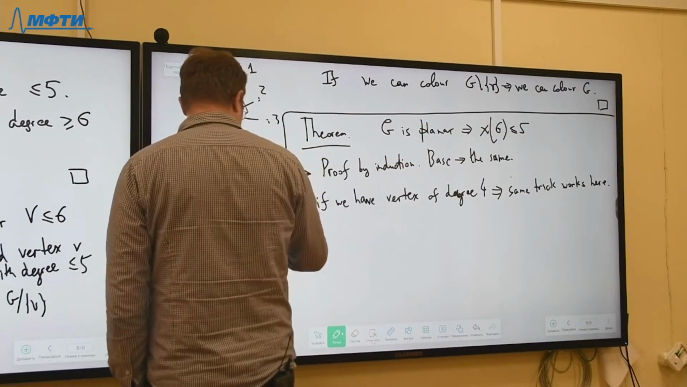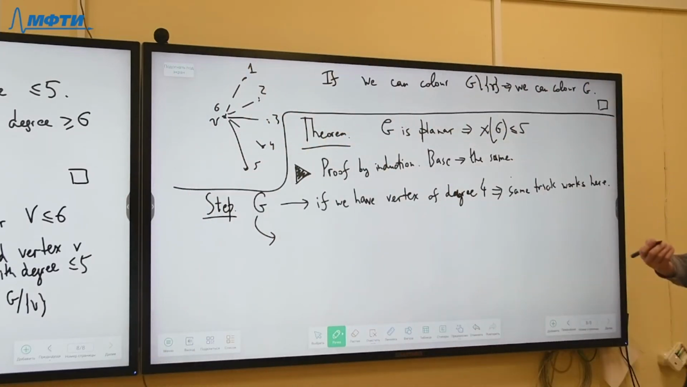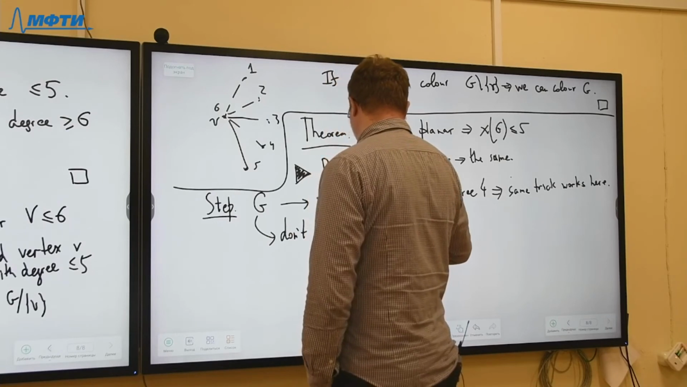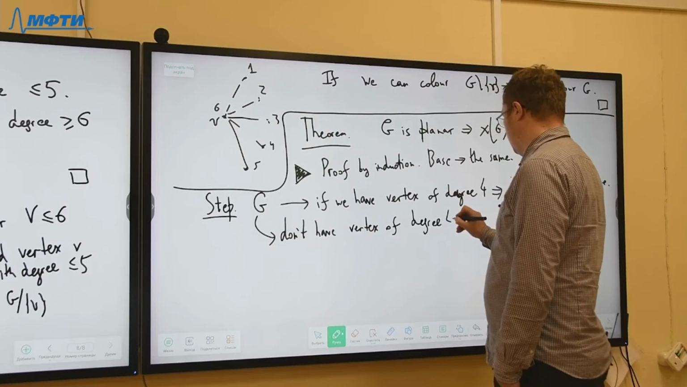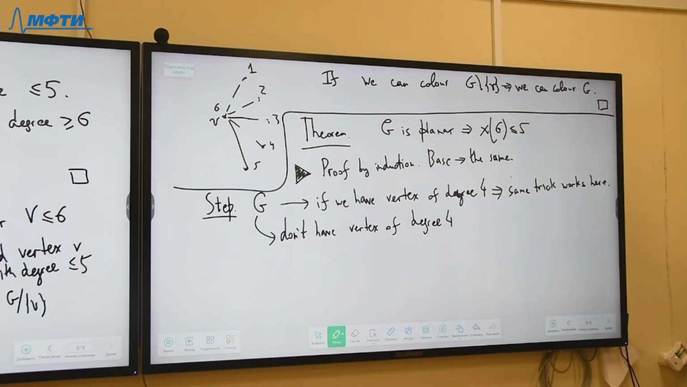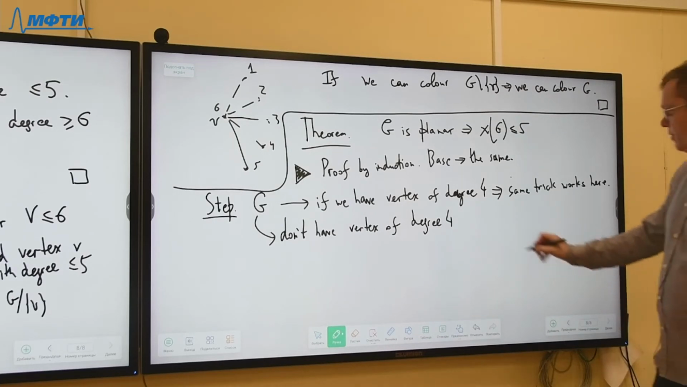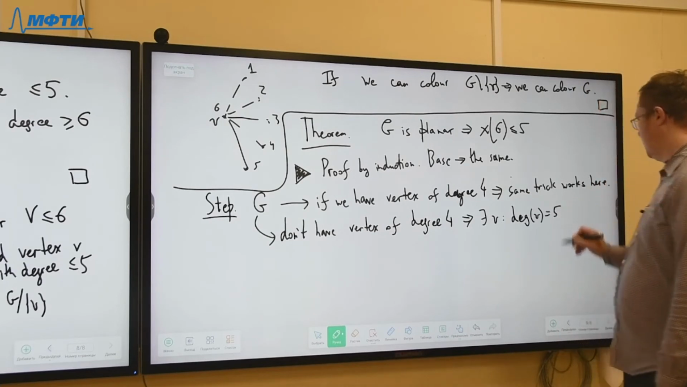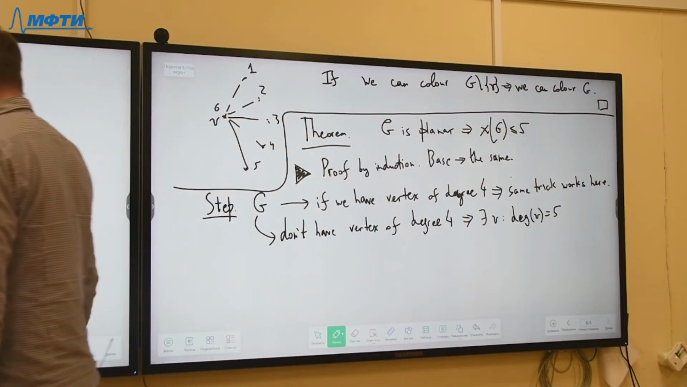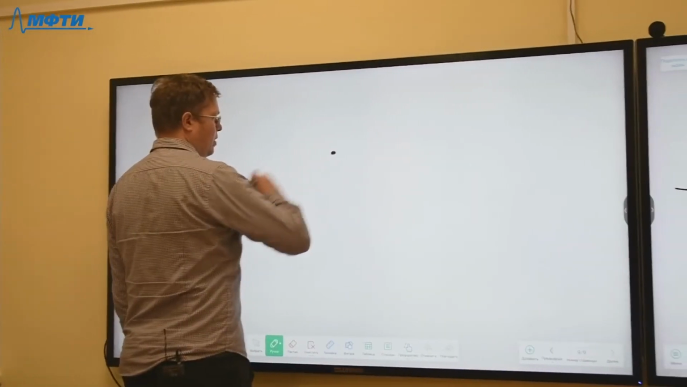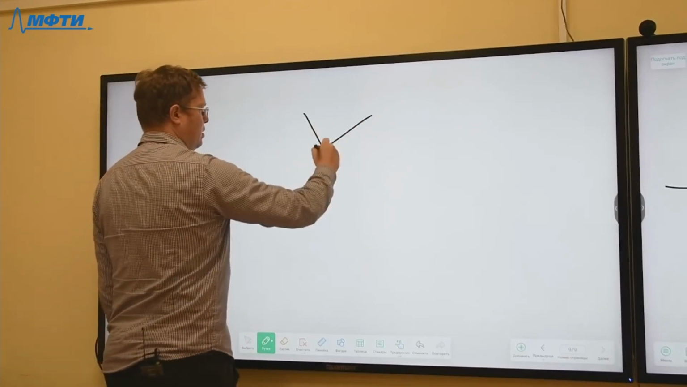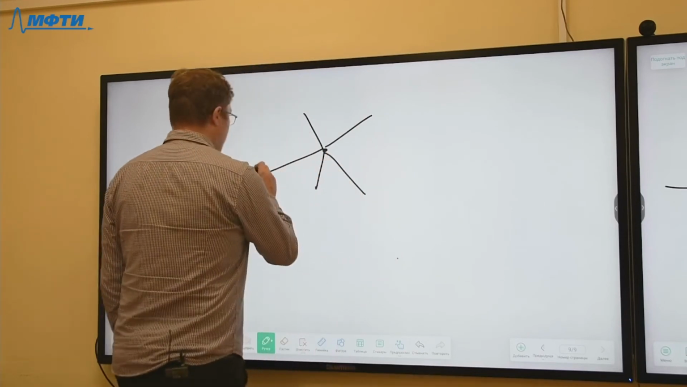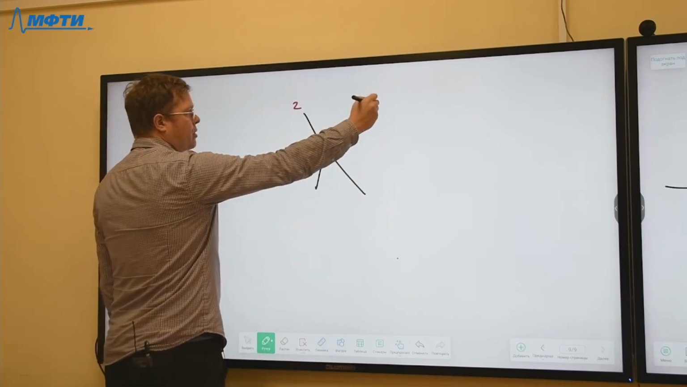Okay, so the second situation is that we don't have a vertex of degree four. So the minimal degree, if we have a vertex with degree not greater than five, then we have a vertex of degree exactly five. Okay, so let's draw a picture here. So we have this vertex, and it has degree five.